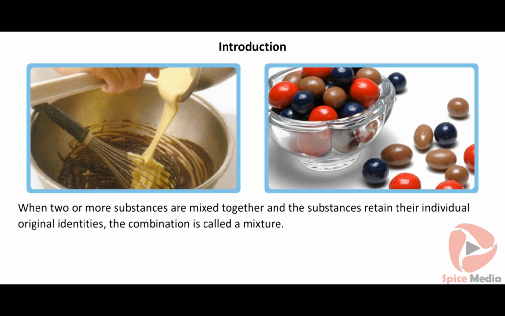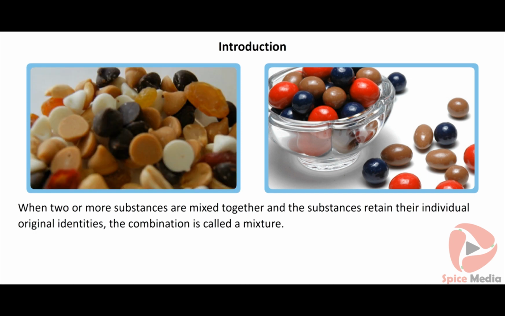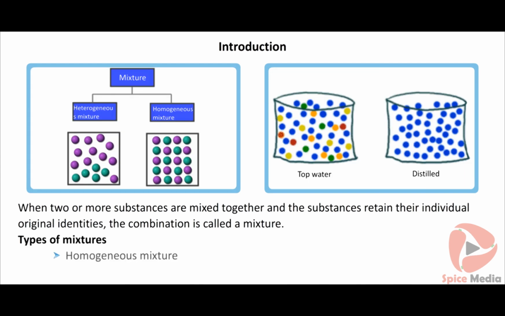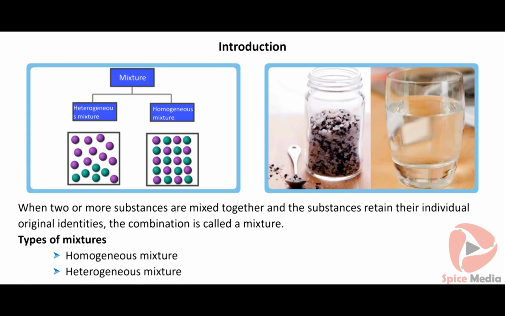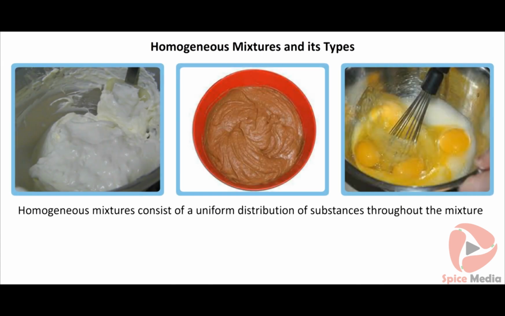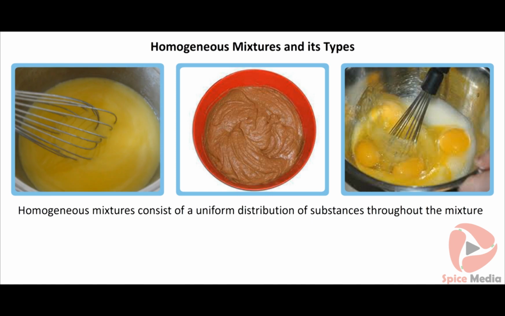When two or more substances are mixed together and the substances retain their individual original identities, the combination is called a mixture. Mixtures are of two types: homogeneous mixture and heterogeneous mixture. Homogeneous mixtures consist of a uniform distribution of substances throughout the mixture. For example, if samples are taken from any part of the mixture, it will have the same ratio of the ingredient substances. It should show the same physical and chemical properties, although the properties of different samples may be different.